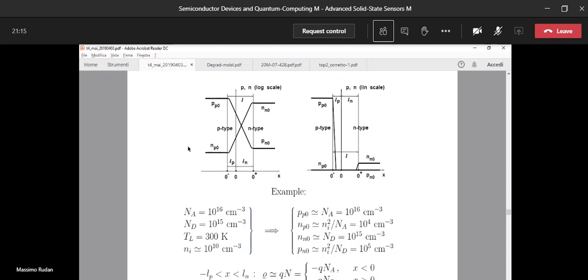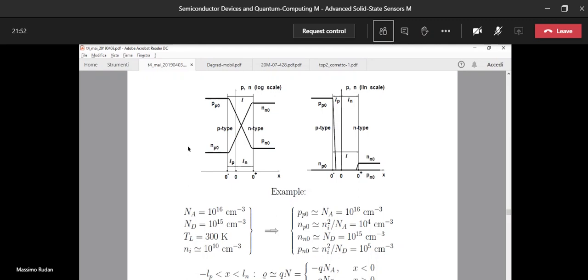And finally, we calculate on the left np0, that is the minority carrier concentration in the P region. And that comes to be Ni squared over Na, and that makes 10 to the 4th, because it is 10 to the 20th divided by 10 to the 16th, okay? So NP0 is 12 orders of magnitude smaller than PP0, okay? Obviously, in a log scale, all these values are visible.